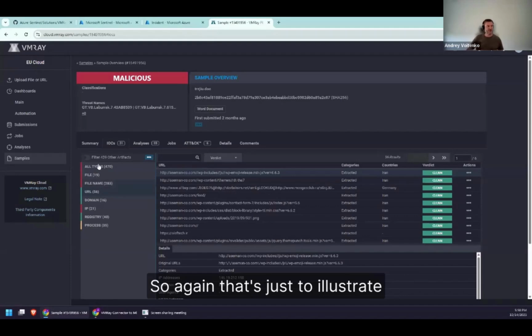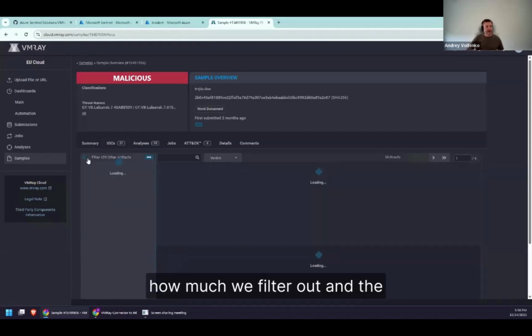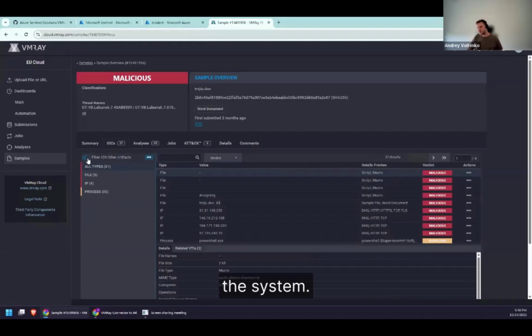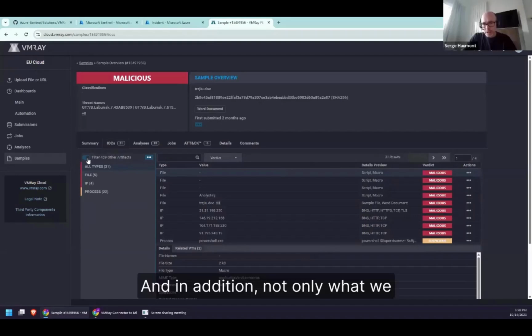So again, that's just to illustrate how much we filter out, and the fact that the intel we produce is really ready for machine use further on, because it is confirmedly associated with something bad that happened in the system. And in addition, not only is what we produce accurate, but it is fresh, because it's about an attack that has just happened against you, and it's relevant for you because it's somebody targeting you.